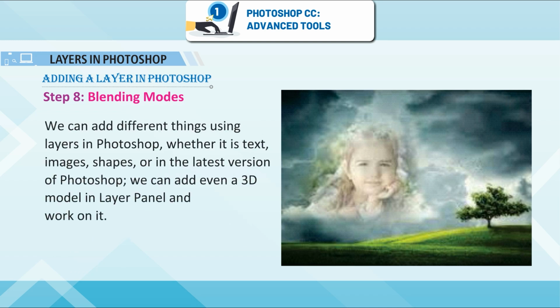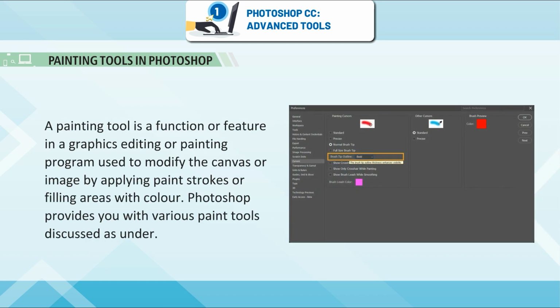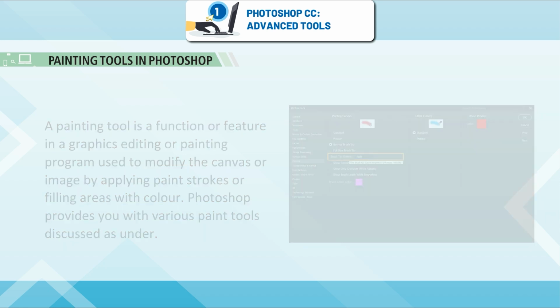We can add different things using layers in Photoshop, whether it is text, images, shapes, or, in the latest version of Photoshop, we can add even a 3D model in the layer panel and work. Painting tools in Photoshop. A painting tool is a function or feature in a graphics editing or painting program used to modify the canvas or image by applying paint strokes or filling areas with color. Photoshop provides you with various paint tools, discussed as under.